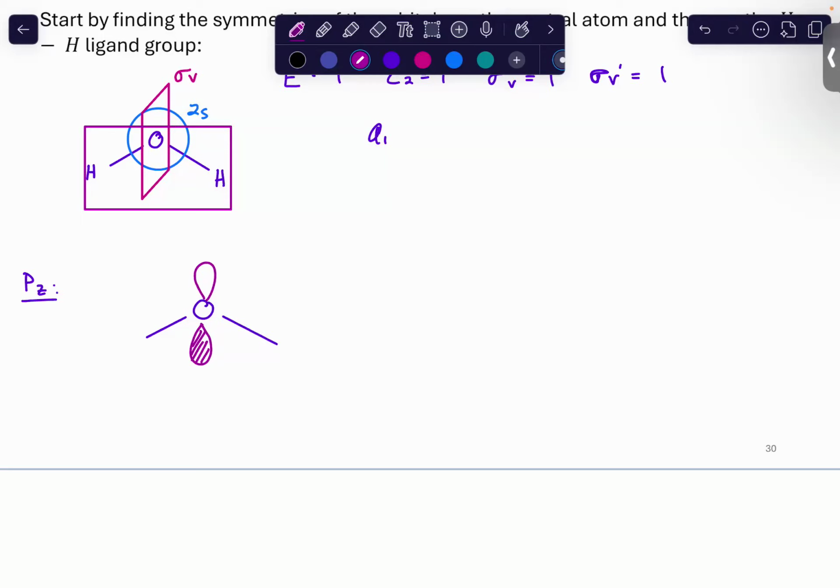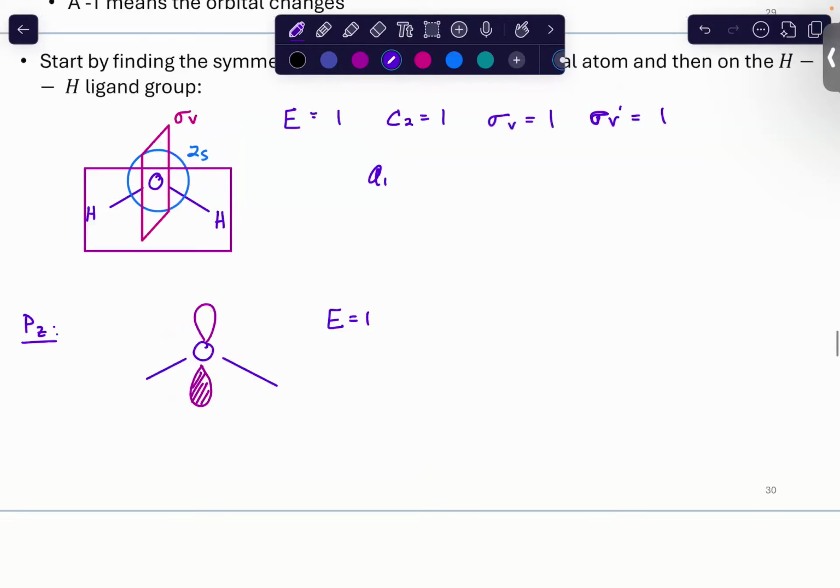So if I look at this one, E is going to be a 1. My C2 will still be a 1 because that orbital is just going to spin infinitely. My sigma V isn't going to change anything. That's a 1. Sigma V prime will leave the orbital just as it is. I get a 1, so I have another A1 symmetry.